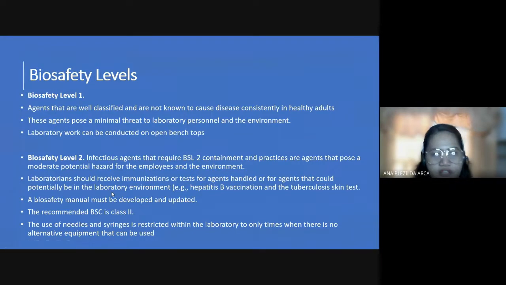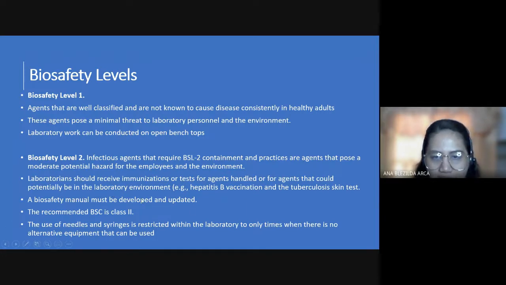So, let's talk about the different biosafety levels. When you say biosafety level 1, it means it is only a minimal threat. As I said earlier, this is the level we use if we're going to handle risk group 1, the non-pathogenic bacteria, right? Because it is non-pathogenic. Level 2 is an infectious agent, right? So it can cause disease. You will use a class of biosafety cabinet.